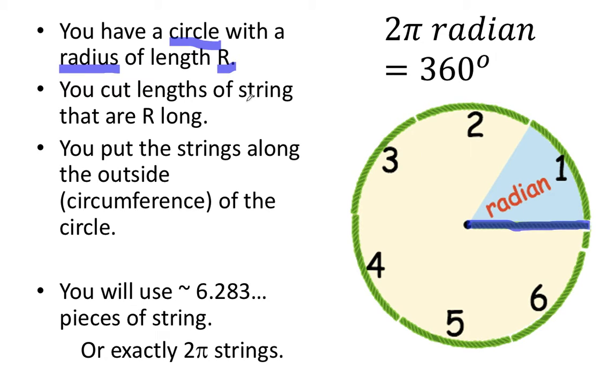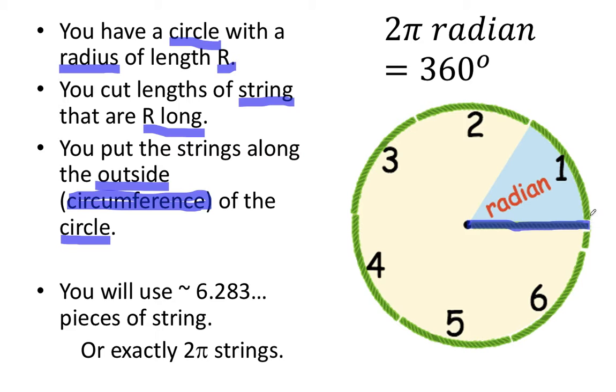And let's say then you cut a bunch of string, and each piece of string you cut so it's exactly r long as well. And now we take our pieces of string and we put it along the outside of the circle. This is also known as the circumference.